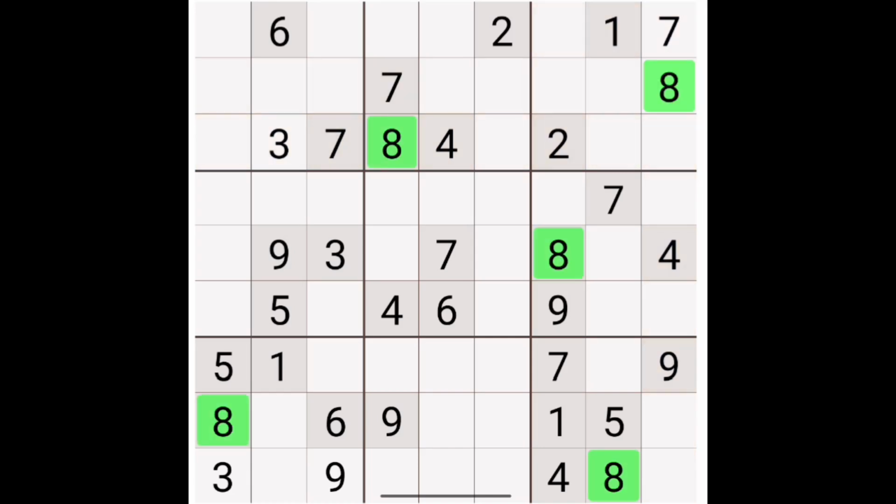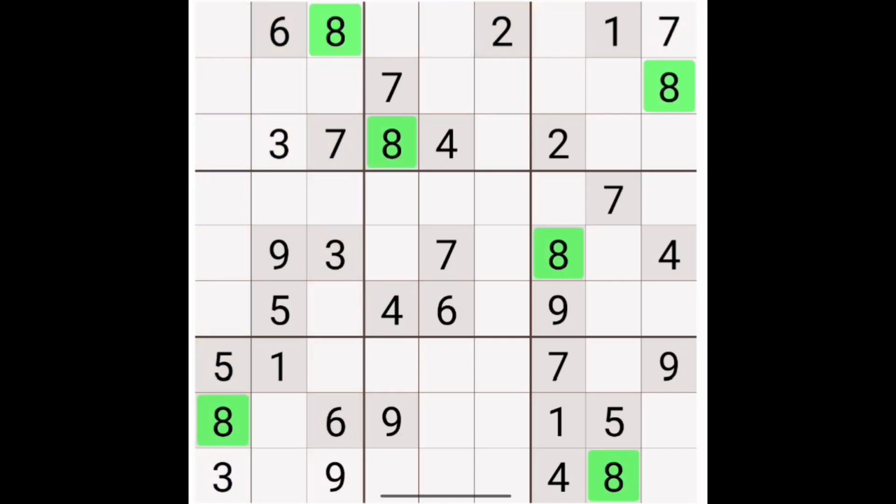Okay. Now in the second row and in the third row 8 is there. Only in the first row 8 is not there. Only 6, 2, 1, 7 are there. So 8 cannot come here because 8 is in the same box. 8 cannot come in these 2 cells because 8 is here in the same box. Now 8 cannot come in this cell because 8 is in the same column. So 8 will come here.